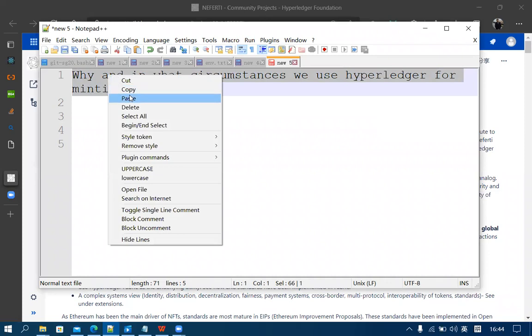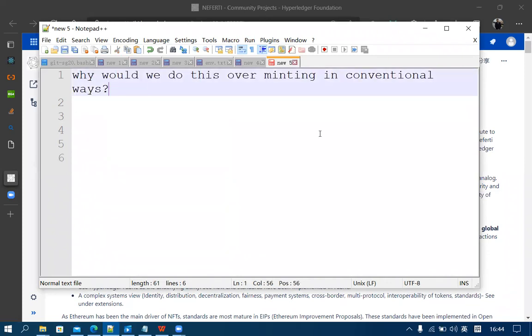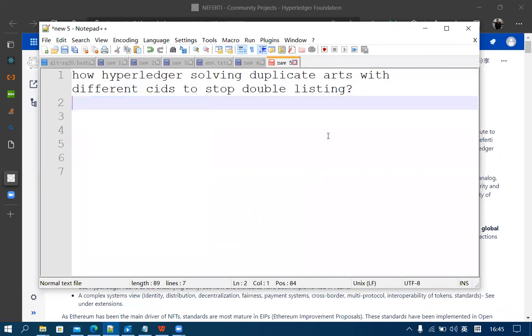Yeah. And there is another question from Astos. How is Hyperledger solving duplicate arts with different CIDs to stop double listing? I think this is a very common issue in the NFT world, where, suppose there are multiple blockchains, one art could be created as an NFT on multiple platforms because all blockchains are not integrated. So how will Hyperledger solve this duplicate arts problem? Yes, it's not only for Fabric, because everyone is using the same IPFS. This is why I put a page for syncing.